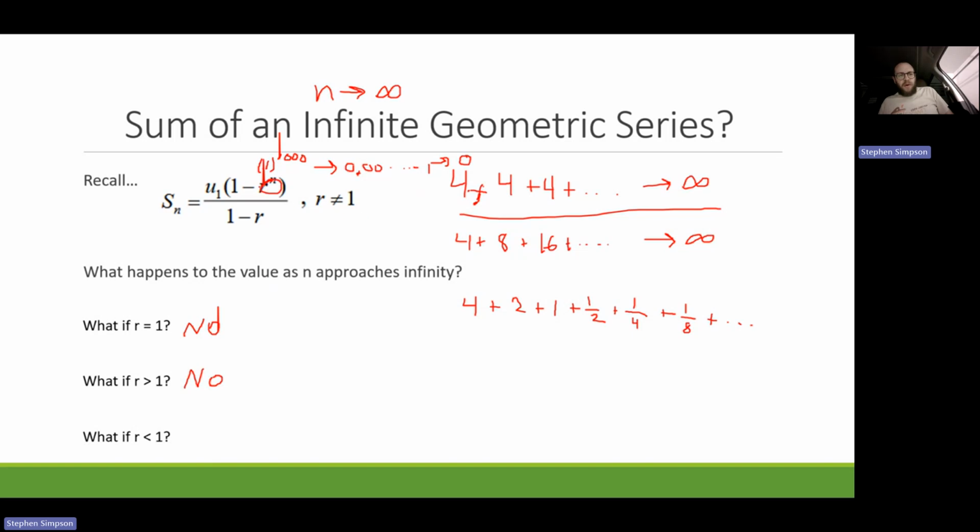And 1 minus 0 is 1. And so that simplifies the top. And this term in parentheses basically goes away, and you get just this right here. So this only works with r less than 1. And really, because r can be negative as well, it's with an absolute value for r being less than 1. So somewhere in between -1 and 1.